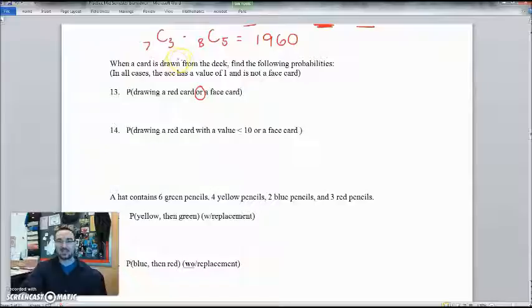So drawing a red card. Remember, half the deck's black, half the deck is red. So we have 26 out of 52, right? So 26 out of 52 are red. So this is just going to be red.